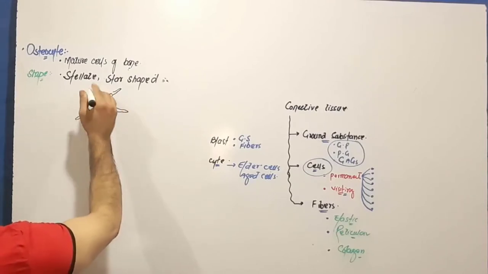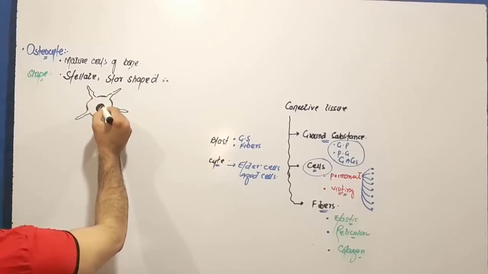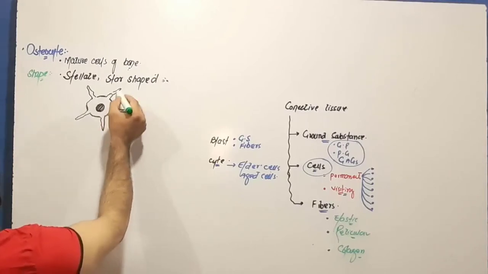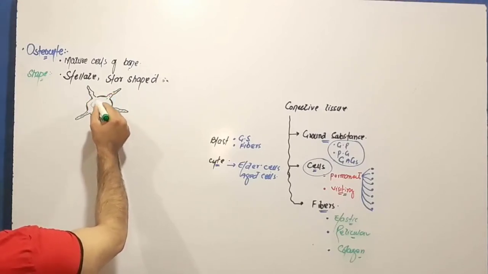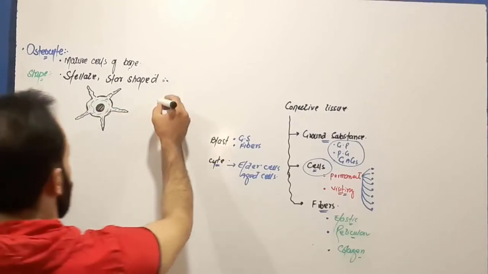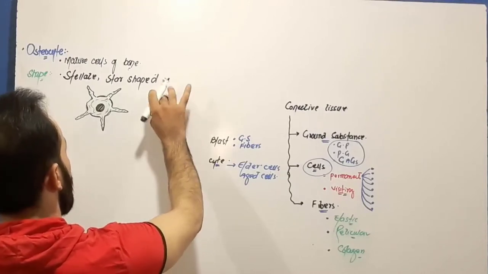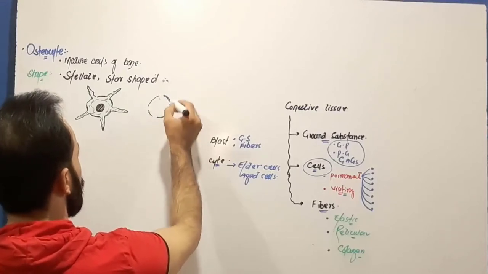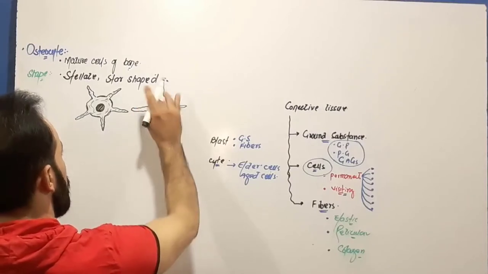If you see these osteocytes, they have a nucleus in their center, right? And then cytoplasm and other important factors which are present inside a typical cell. So these are the extensions of this cell. They are star shaped cells. And I should draw another one also here. This is another osteocyte, right? And these are the extensions of this osteocyte. So they make a star shaped structure like this, right, friends?